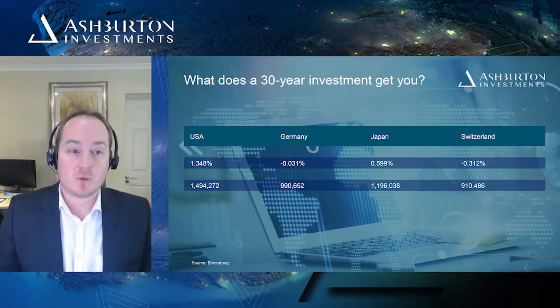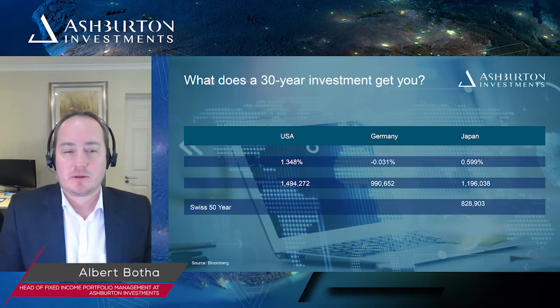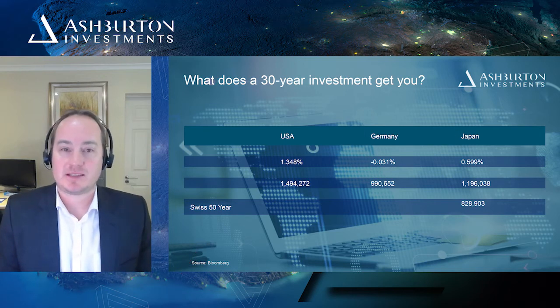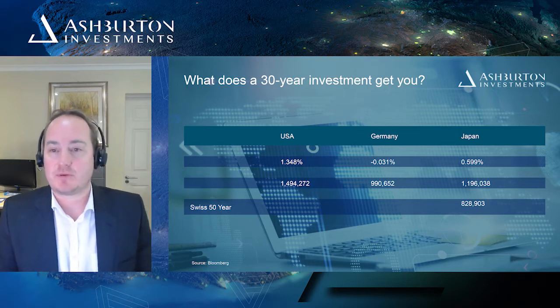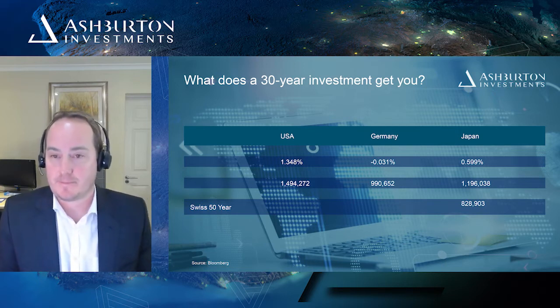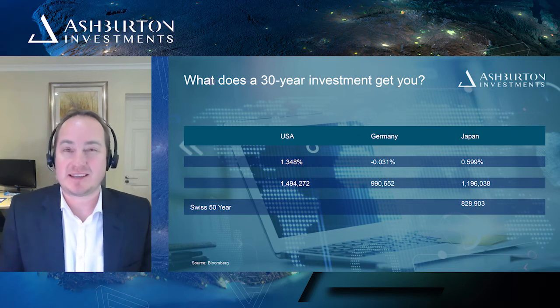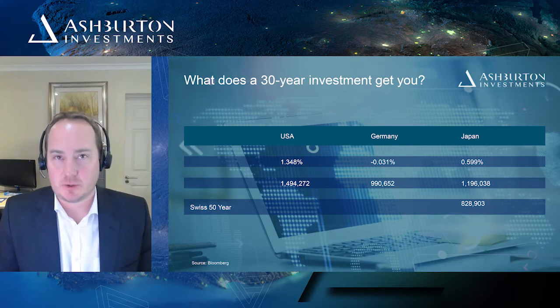And that gets even more bizarre if you look at slide 6 and you say, well, what does that actually look like for the complete back end of the yield curve? They have an interesting situation in Switzerland where the 50-year yield is actually more negative than the 30-year yield. It's negative 0.599. And if you invest for 50 years with the Swiss government, you'll have an investment of less than 830,000 Swiss francs. That leaves you in a bit of an interesting situation.